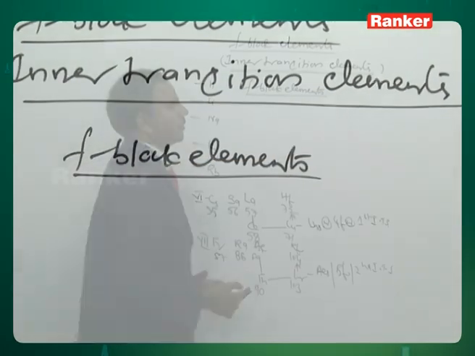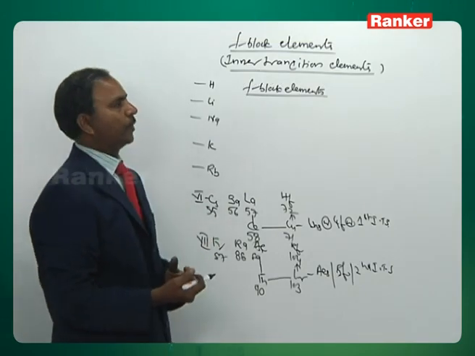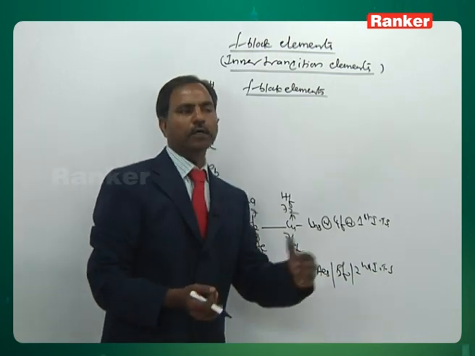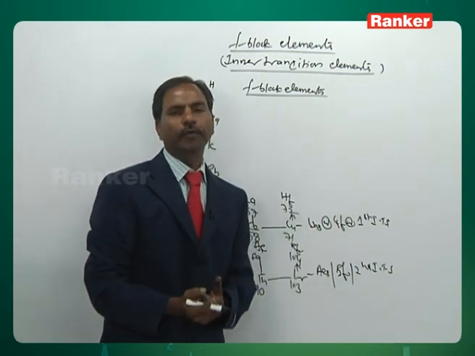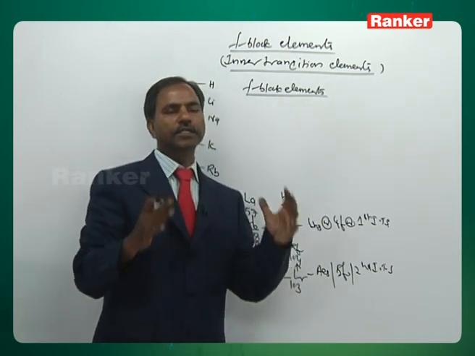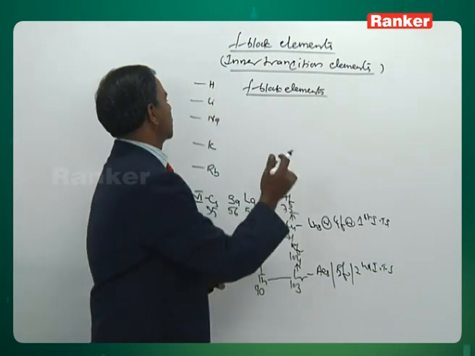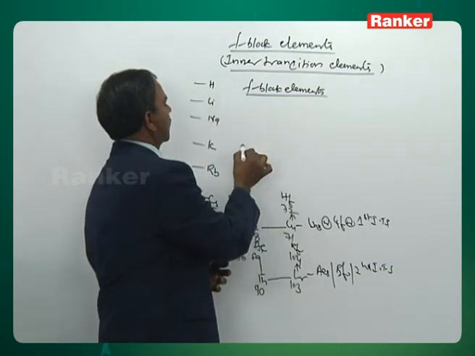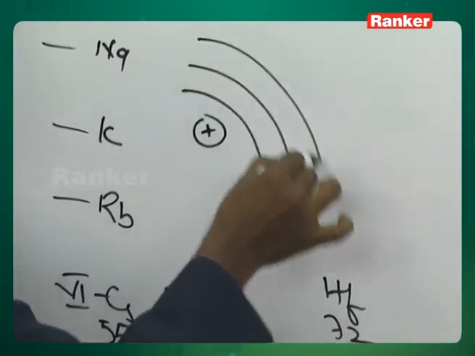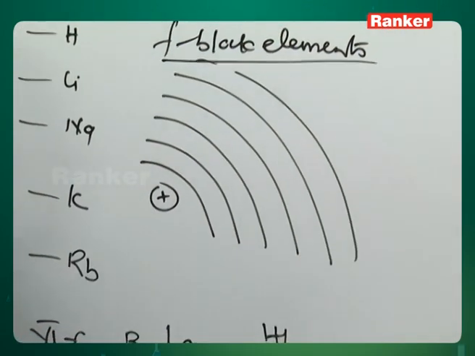Now let me introduce F block elements. We are talking about this particular 6th period. In the periodic table, each period is a shell. Once you are talking about the 6th period, you have to write 6 shells. 6th period means 6th shell in the atomic structure. Now first shell, second shell, third shell, fourth shell, fifth shell, and the 6th shell, let us consider.